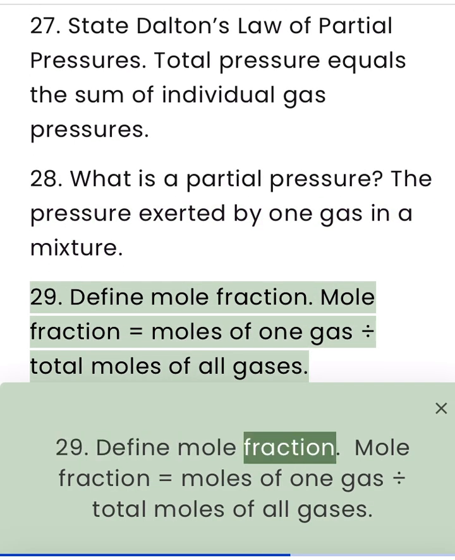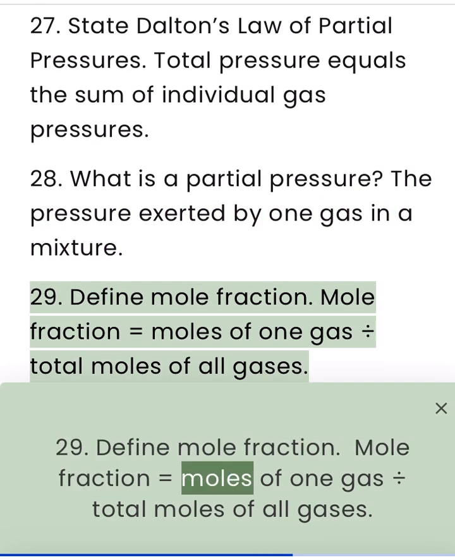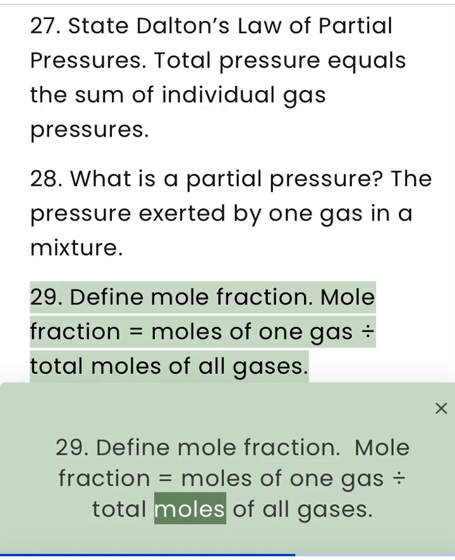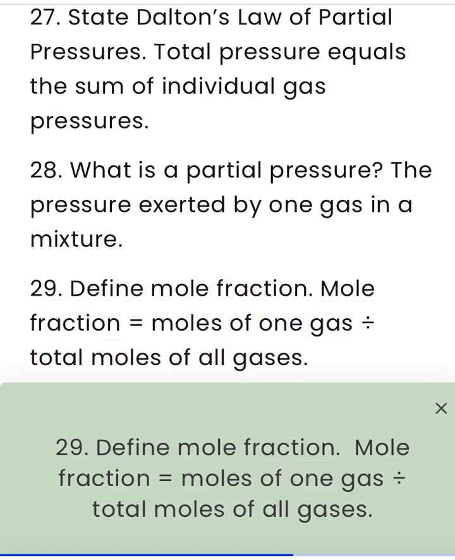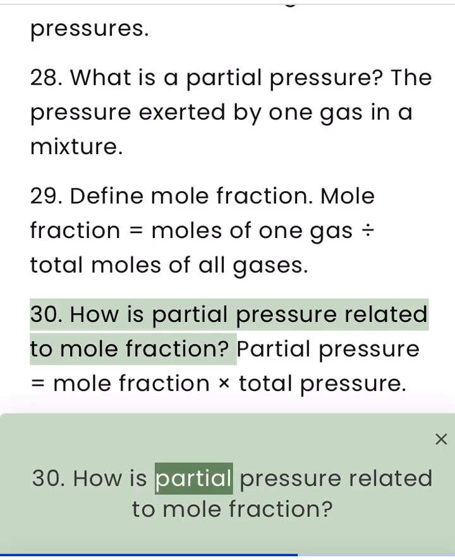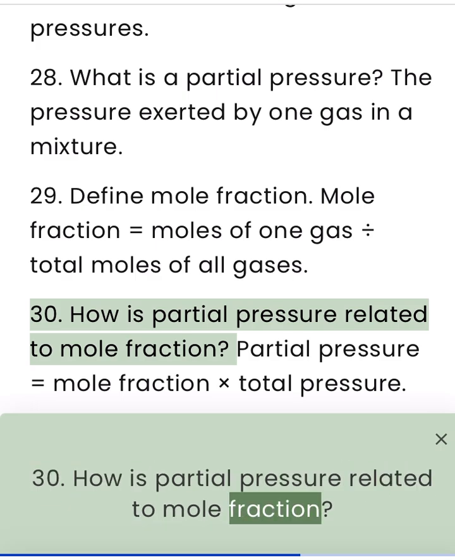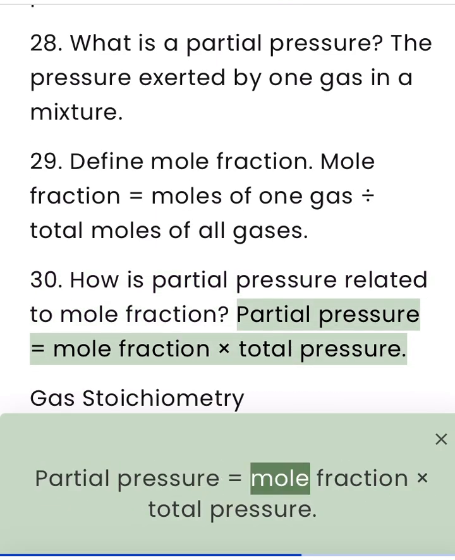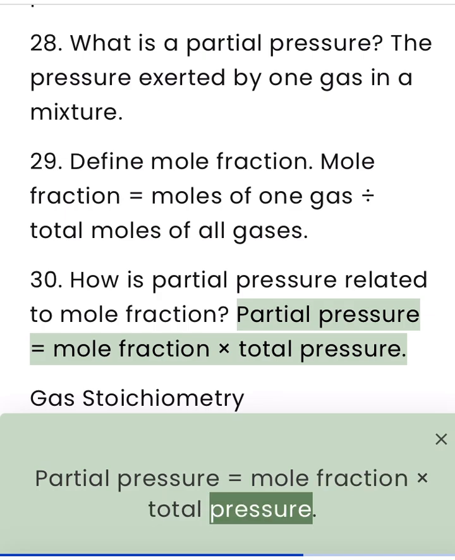29. Define mole fraction. Mole fraction equals moles of one gas divided by total moles of all gases. 30. How is partial pressure related to mole fraction? Partial pressure equals mole fraction times total pressure.